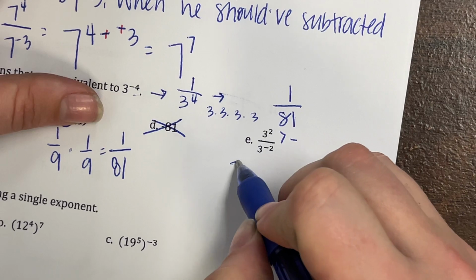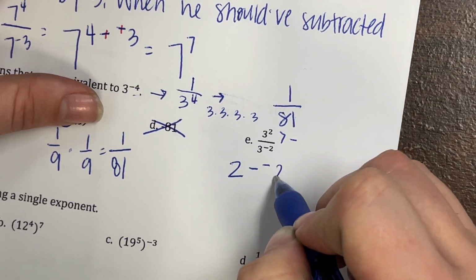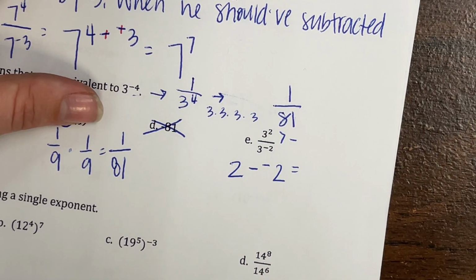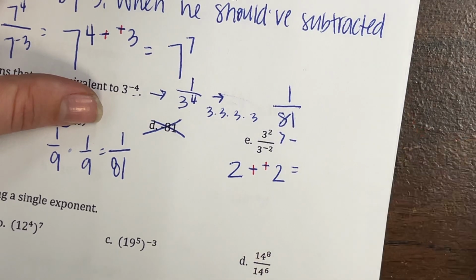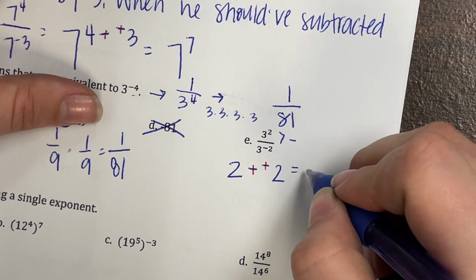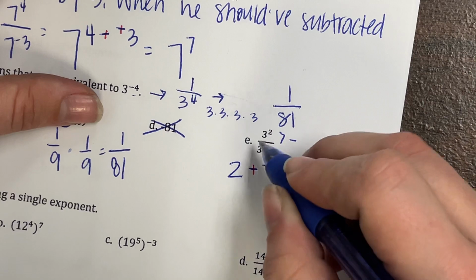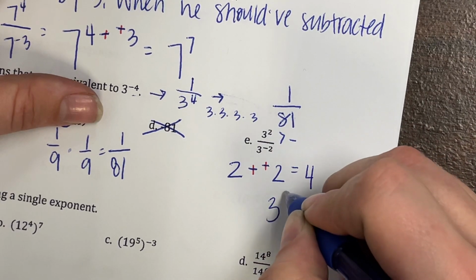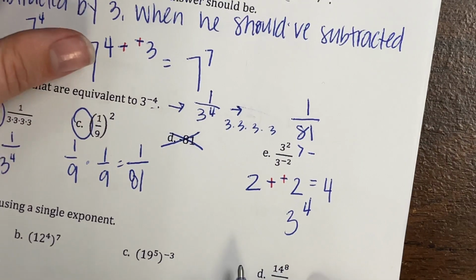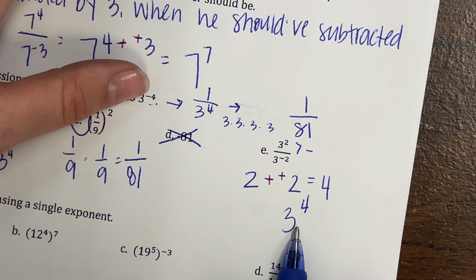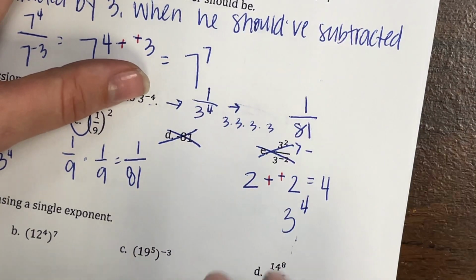We would get 2 minus negative 2. And like I said, whenever you have minus negative, you can turn them both into positive. That would be an exponent of positive 4. That means right here, you have 3 to the power of 4. Well, that is not the same thing as 3 to the power of negative 4, so that's not equivalent.